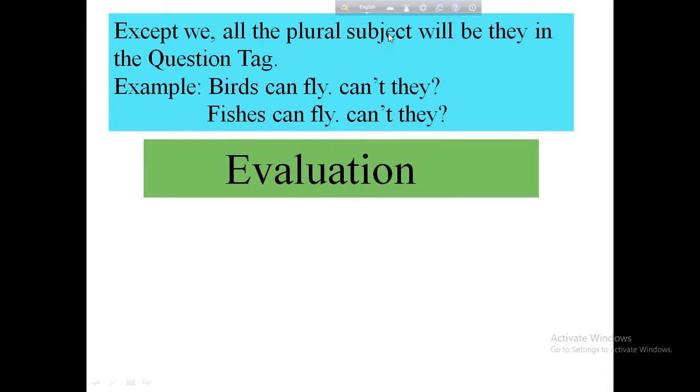Except we, all plural subjects will be they in the tag question. Birds can fly, can't they? Birds can fly. So here birds is plural, so the pronoun will be they. In the next, fishes can fly, can't they? So I think you are clear about tag questions.